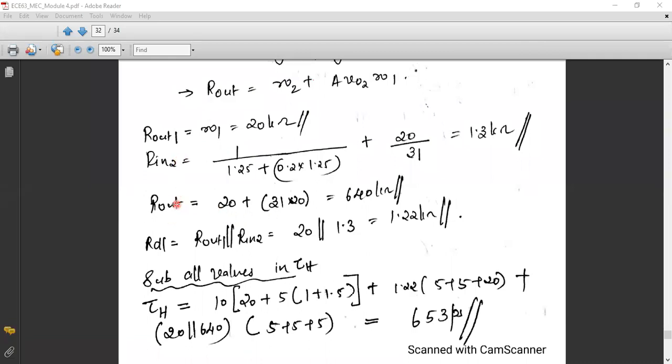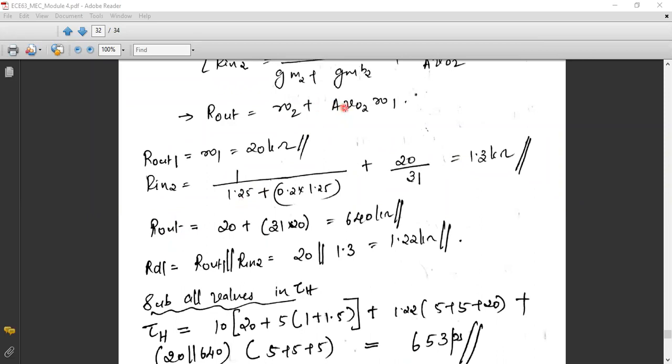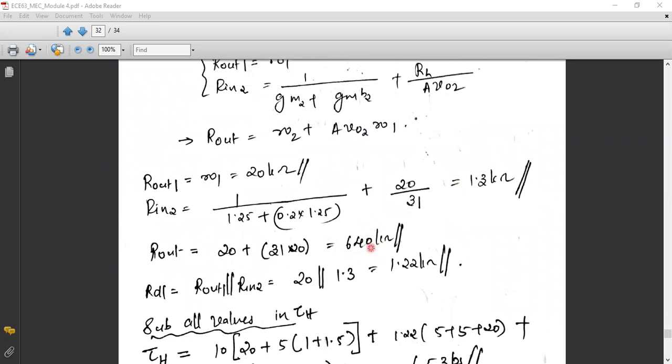Okay. So next is R out. R out is R naught 2 plus AV naught 2 into R naught 1. Same thing we have already computed. So I can directly write the answer. R out as 640 kilo ohm. Already we have done previously.